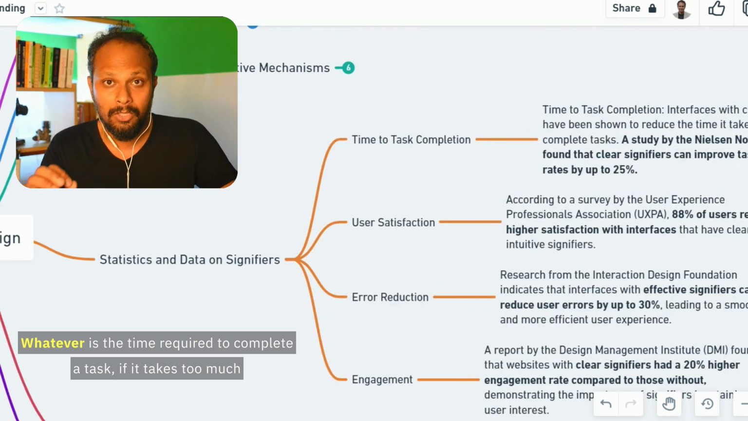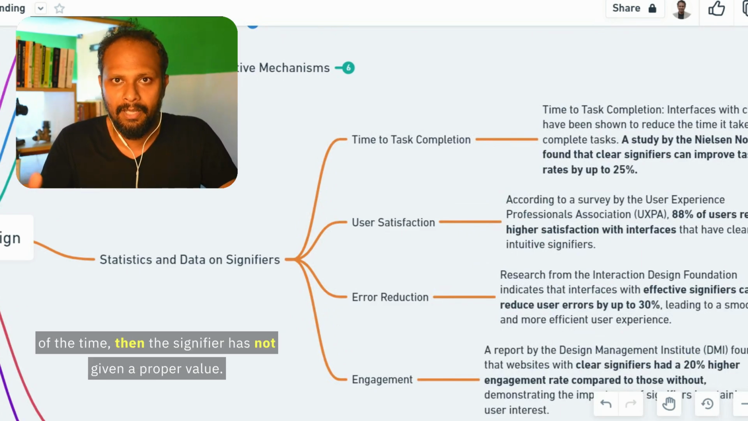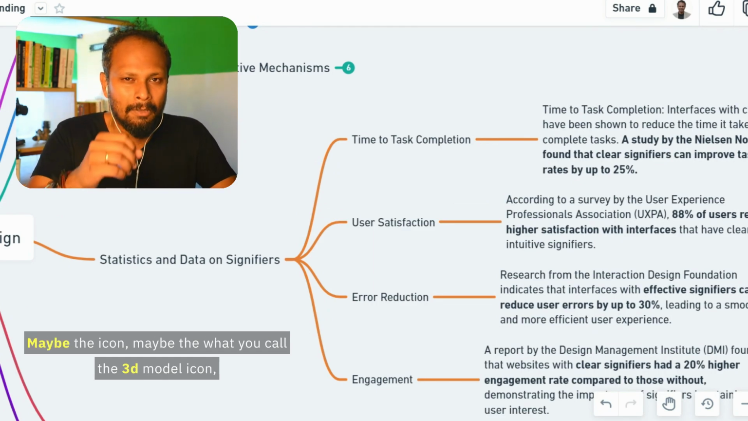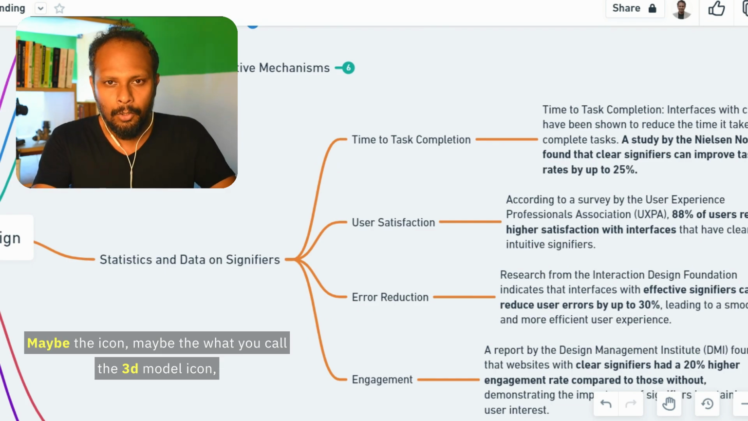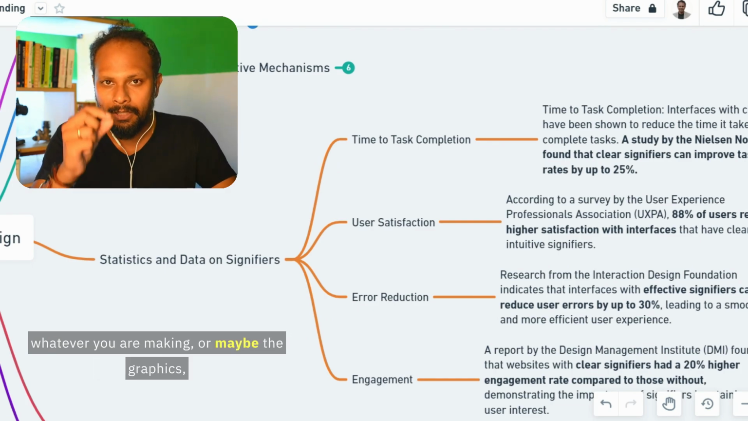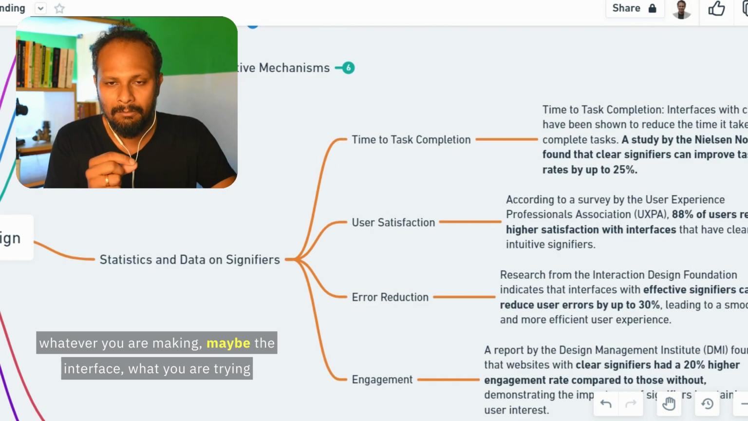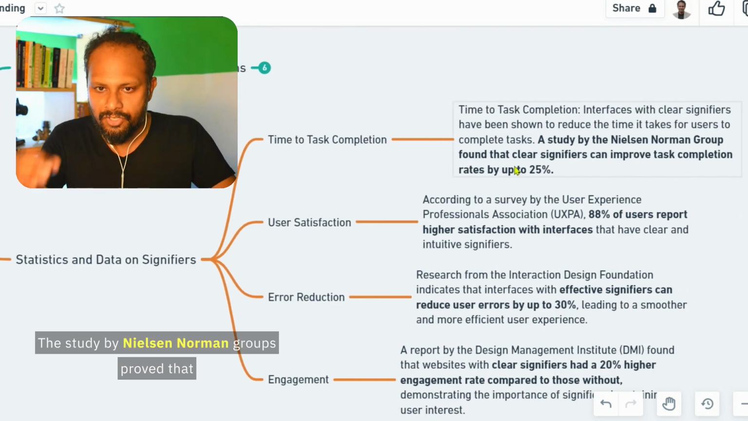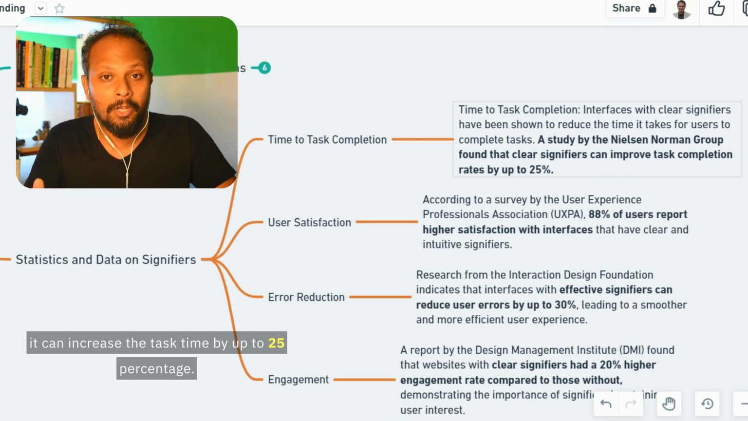Whatever is the time required to complete a task, if it takes too much time, then the signifier has not given a proper value. Maybe the icon, maybe the 3D model icon, whatever you're making, or maybe the graphics, maybe the interface you're trying to communicate is not really signifying the proper meaning. In fact, this delays the time. A study by Nielsen Norman Group proves that it can increase the task time by up to 25%.